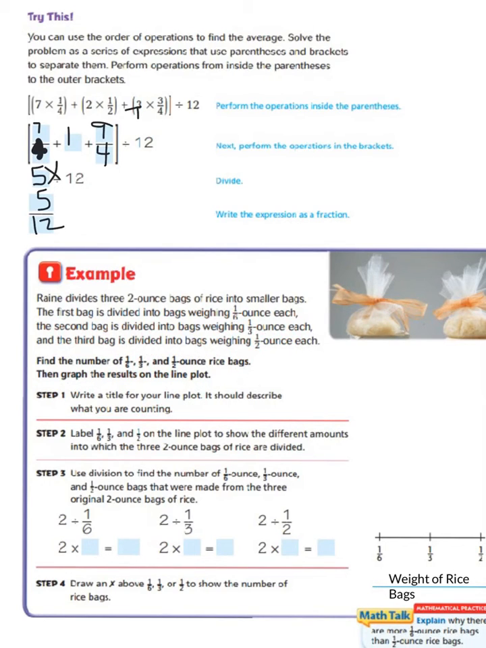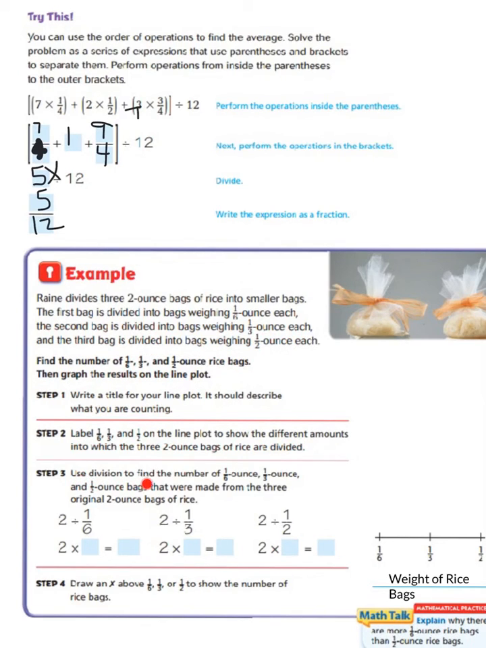Now, once we have our title in place, we will come up with step 2. It says to label the 1/6, 1/3, and 1/2 on the line plot to show the different amounts into which the 3 2-ounce bags of rice are divided. You see that they've already done that step for us, so we can move to step 3.